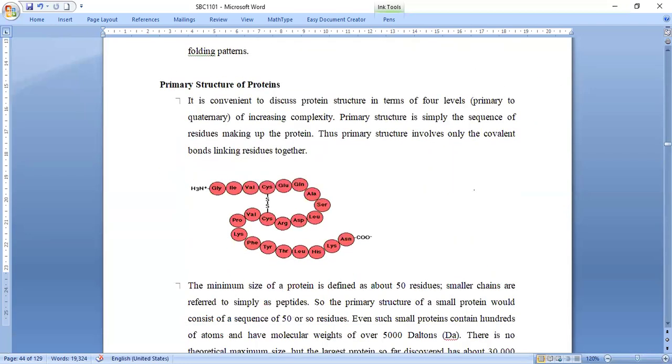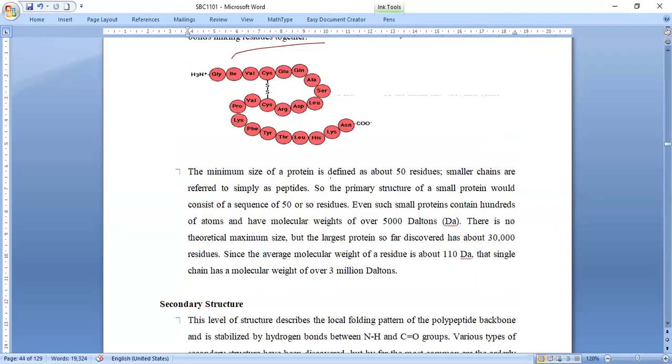And here the primary structure of protein means it is mainly the simple sequence of amino acids, and that is mainly formed by the covalent bonds linking the residues together. The minimum size of a protein contains about 50 residues, and smaller ones are called peptides. They have a molecular weight of about 5,000 Dalton. There is no maximum size, but the largest protein discovered has about 30,000 residues. And the average molecular weight of a residue is about 110 Dalton.